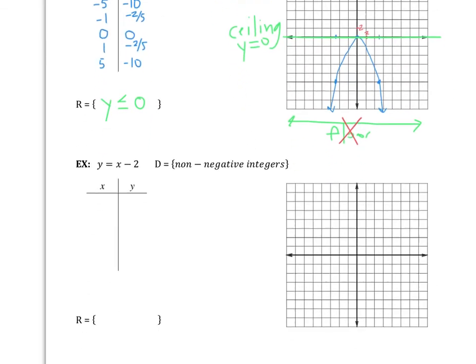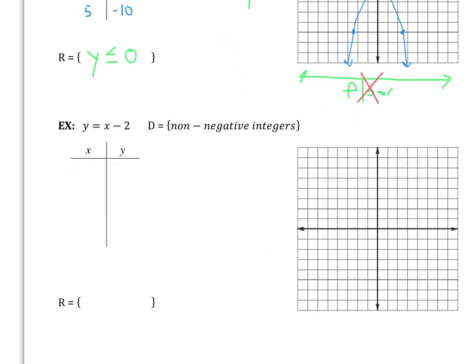Let's take a look at this last example, where we have the function we're graphing, y equals x minus 2, but this time our domain is non-negative integers. I see two parts here: non-negative, which we talked about, and then integers. So you have to think about that number set. What is the first non-negative integer? That's going to be the first x value we throw into our table of values. You should remember that it's 0, because non-negative means we want to include 0.